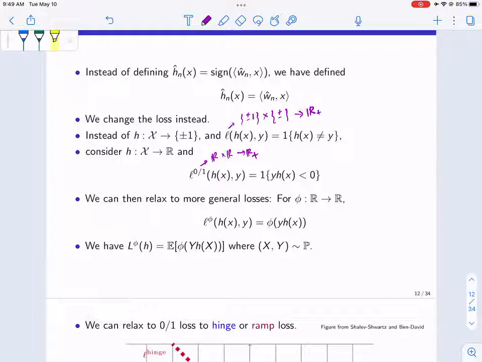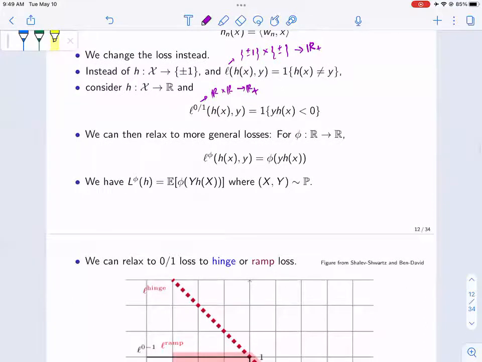You can now see that I can do the phi here, and y times h is roughly the margin. So we have a different measure of the margin. And now the population loss is basically the expectation of this over a generic sample. So L phi of h would be something like that. Okay.